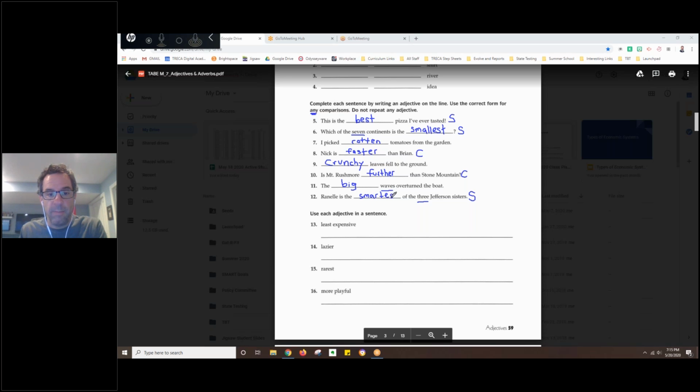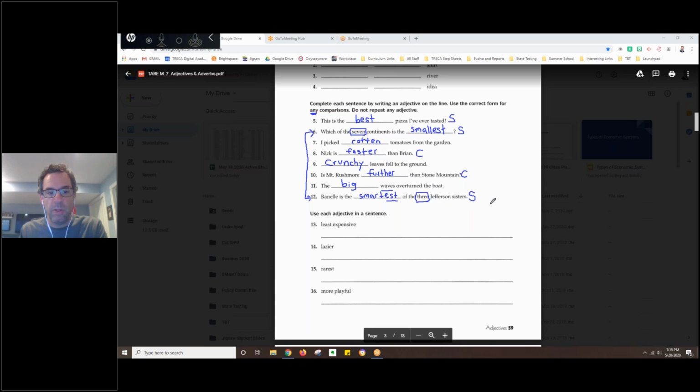A lot of the time, the superlative is going to end in est. Superlative will end in est. Rennell is the smallest. Look, just like number 6. 6 and 12 are pretty similar because we're comparing 3 or more. Look, which of the 7 continents, which of the 3.